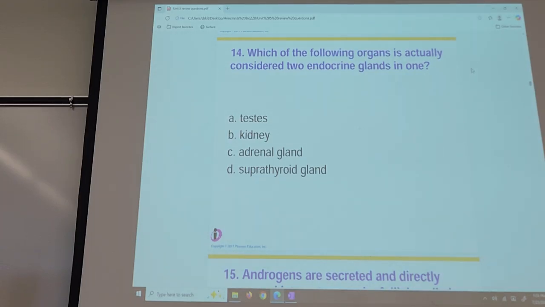Yeah, I agree. C, right? Because you've got the adrenal cortex and you've got the adrenal medulla, and they both secrete different hormones. So they're basically like two different endocrine glands.